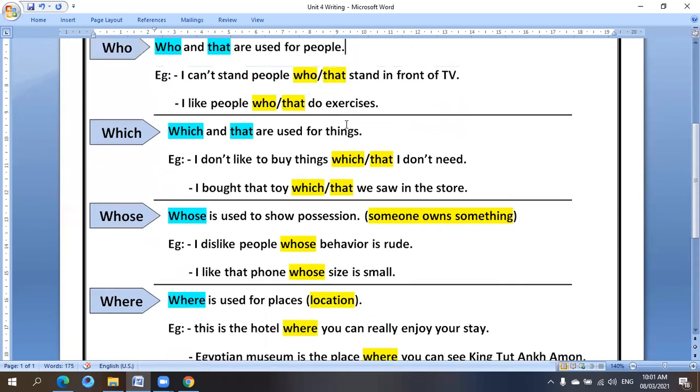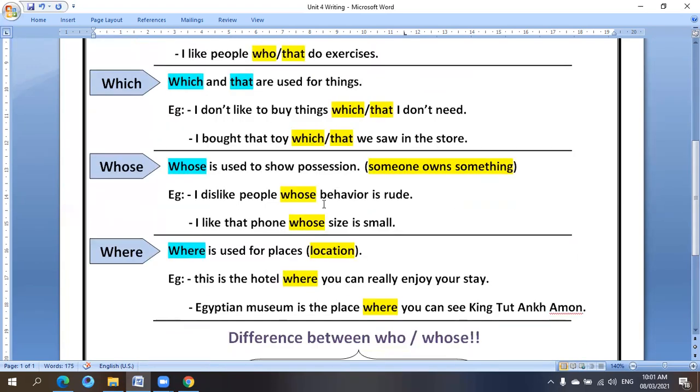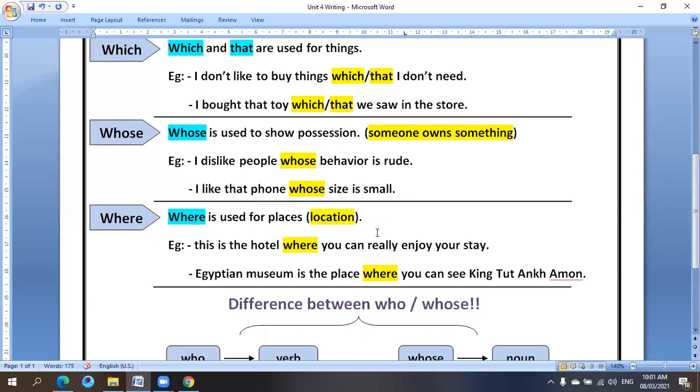If the noun is a person, we use who or that. If it's a thing, we use which or that. So all are clear except whose, in which we are talking about something that belongs to someone. Okay, that's it. Now if you focus with me, look here.